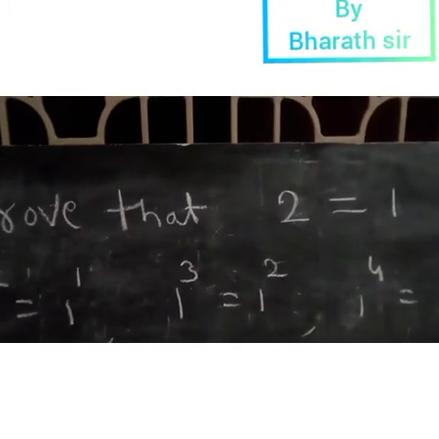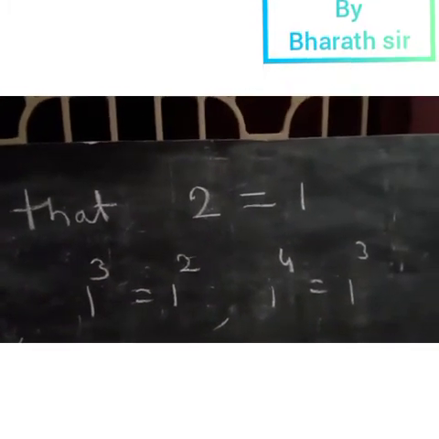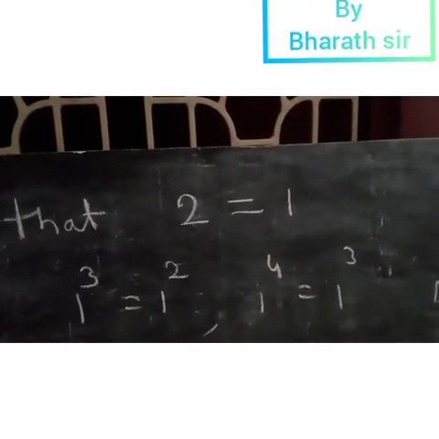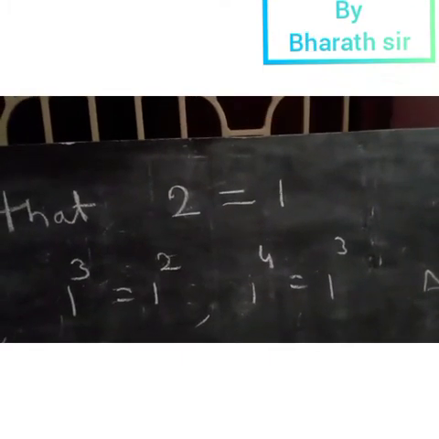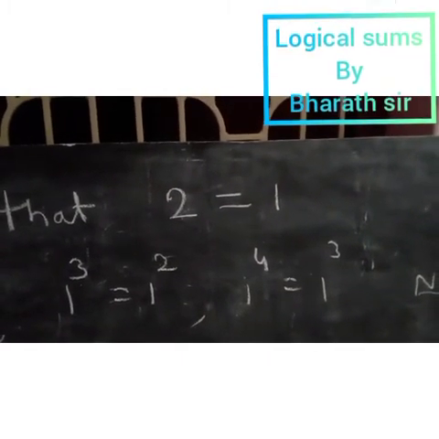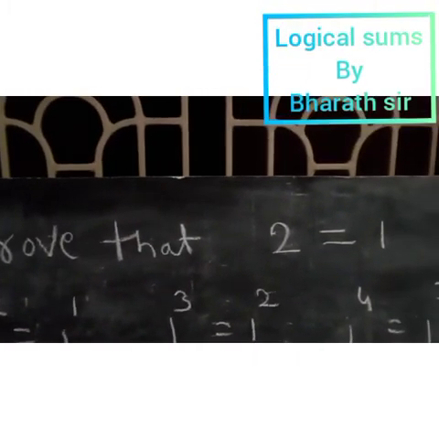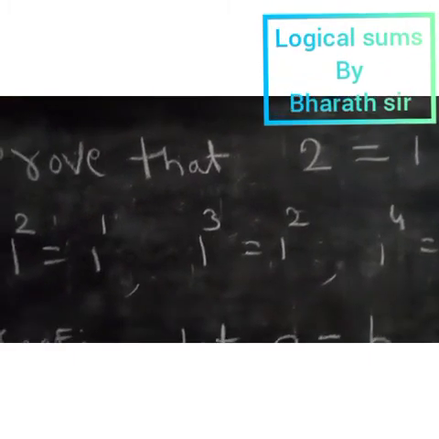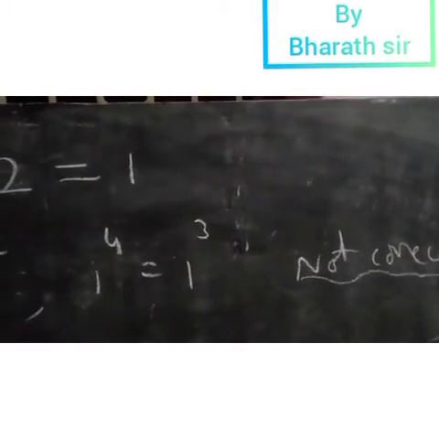1 cube equals to 1 square. Then from this again you can write 3 equals to 2. 1 power 4 equal to 1 cube. Bases are equal. You can equate powers, 4 equal to 3. By writing like this continuously, you will get so many answers. But prove that 2 equals to 1. How to prove 2 equals to 1? Okay. So the below methods are not correct. This method is not correct because it will give you so many answers.